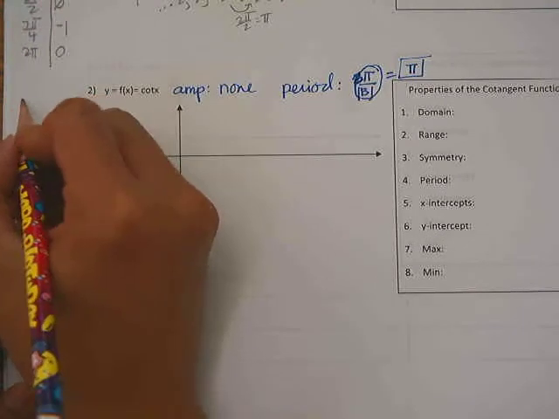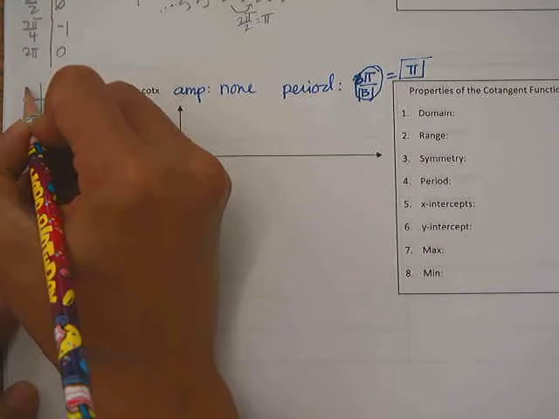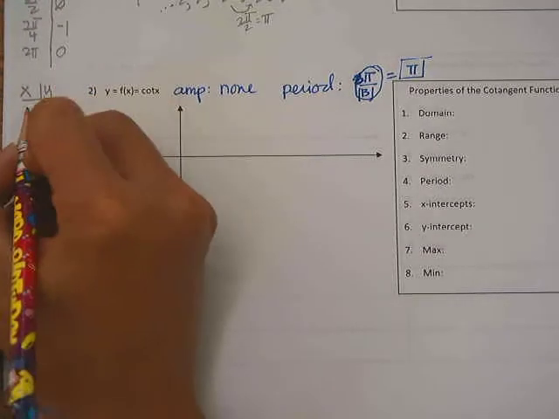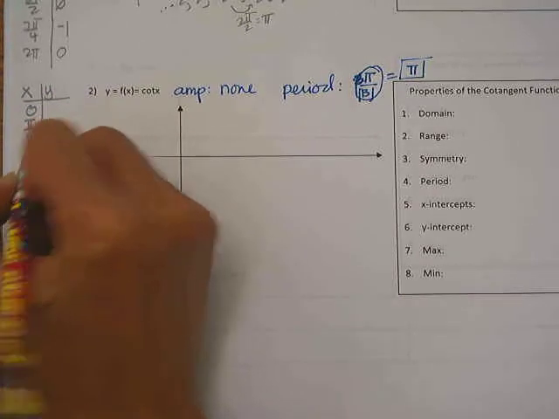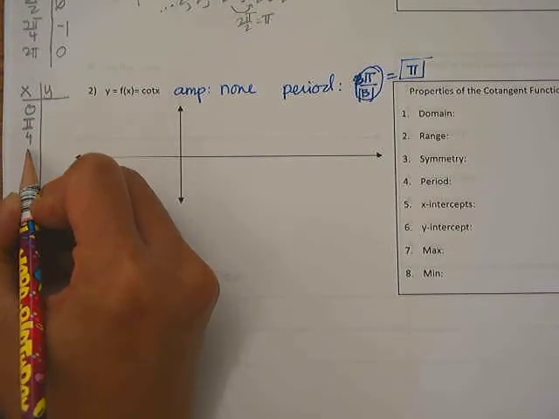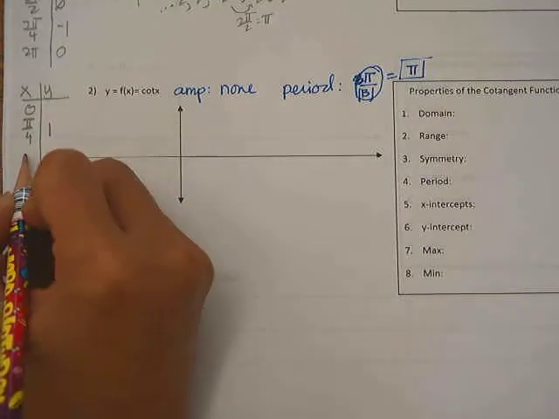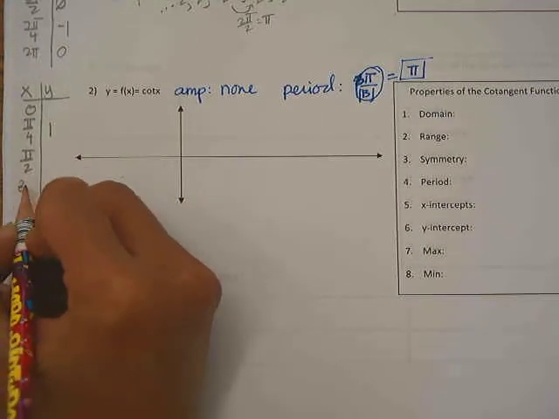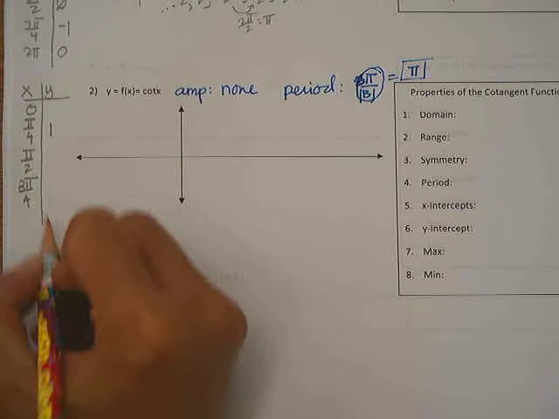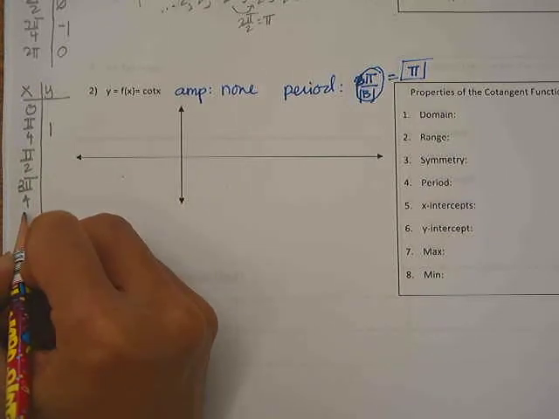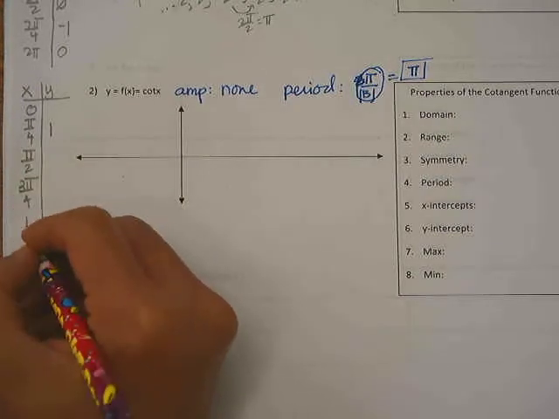Okay, so let's make our table. X, Y, 0, and we're using pi over 4 because tangent and cotangent at pi over 4 is simply 1. Pi over 2, 3 pi over 4, and we're now back, 1, 2, 3, 4, and then back at pi.